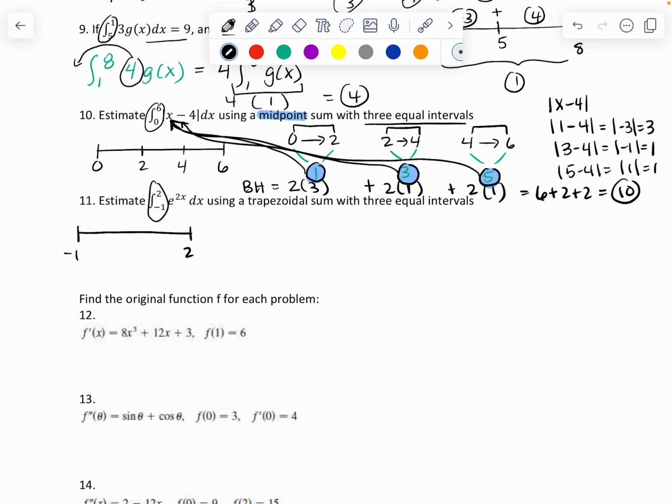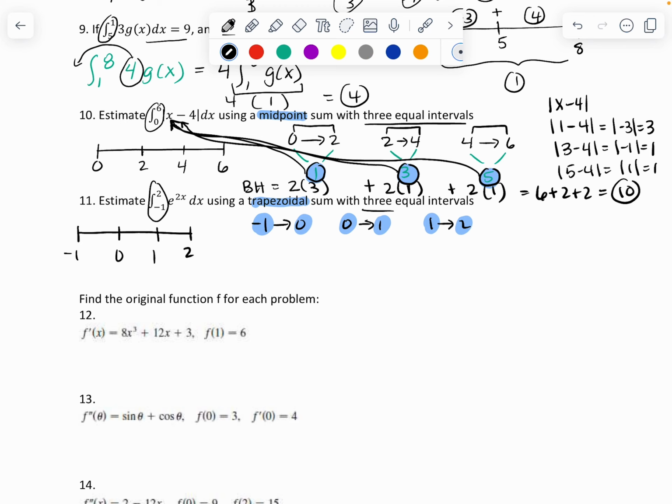That's right there, right? And then I want 3 equal intervals, so I need to divide this up into thirds, so it's going to be 0 and 1. So my intervals are negative 1 to 0, 0 to 1, and then 1 to 2. So again, what am I going to highlight this time? Because it's a trapezoidal sum, I'm going to have 2 different heights, which means that I need to highlight negative 1 and 0. I'm highlighting them both, and then 0 and 1, and then 1, and then 2.